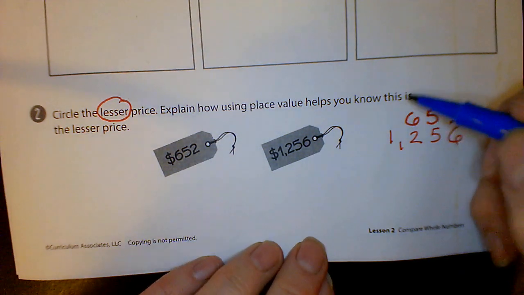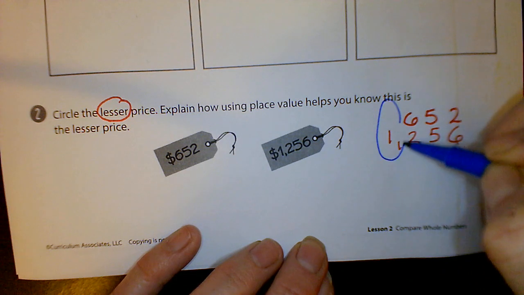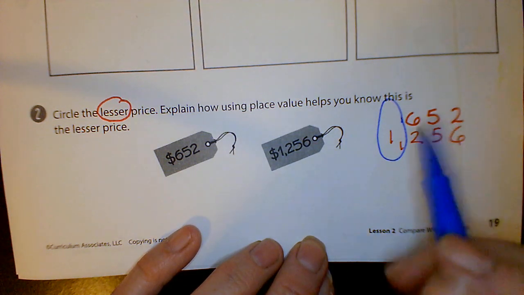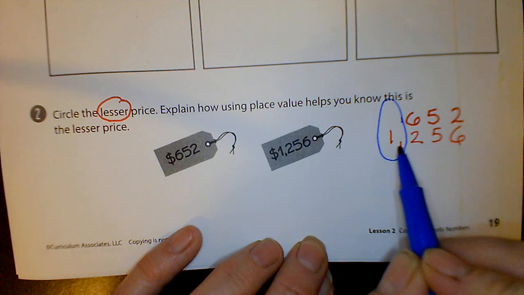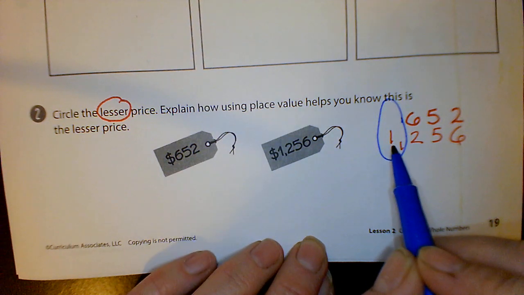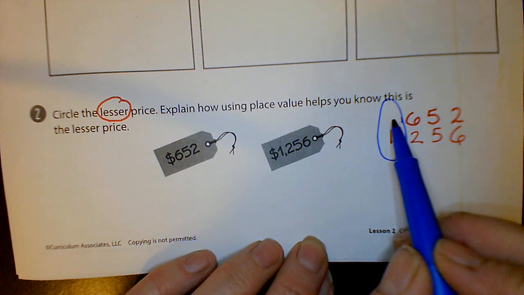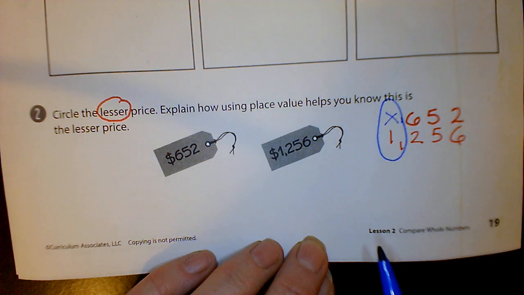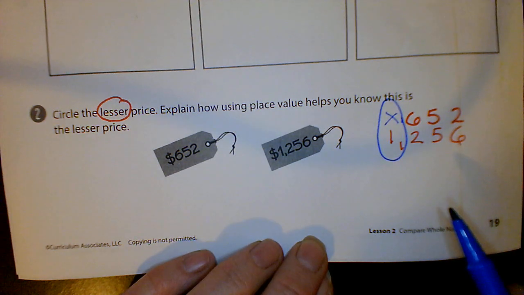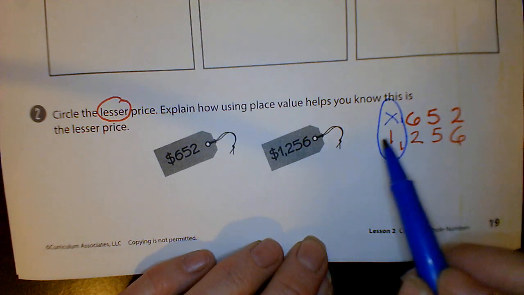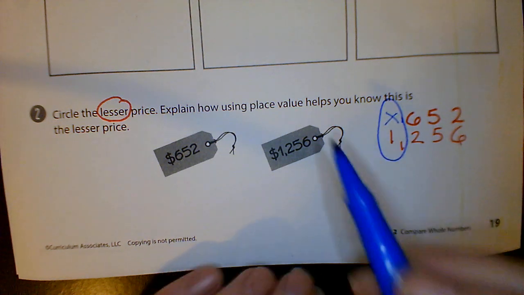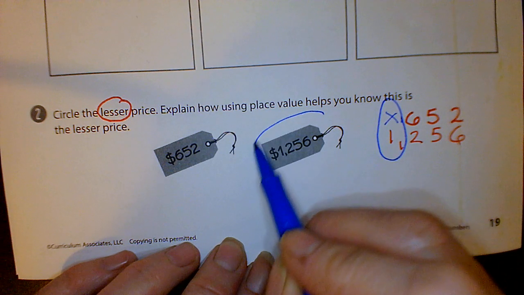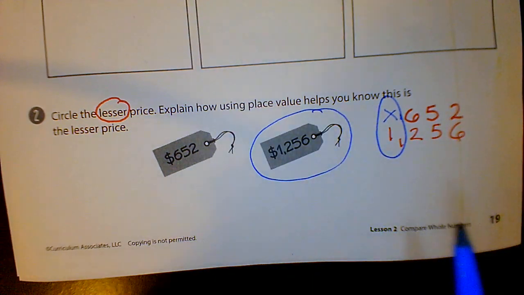So the first thing I'm going to do is look at the thousands. And right here, what I see is that this number has a digit in the thousands place. It has a 1, but this one does not have a digit in the thousands place. This has nothing in the thousands place, which would be the same as saying that it has a 0 in the thousands place. So now what I do know is that this number, 1,256, is the larger number, so I'm going to circle that price tag right here.